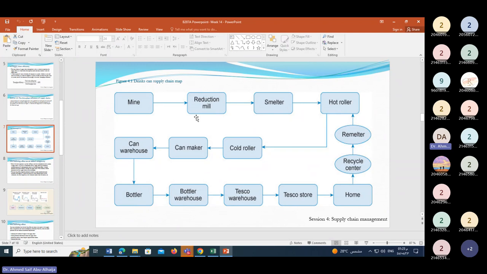Suppose the mining and reduction mill and the smelter were good. Then we have some delay here, so we'll have a problem. Or if we have the delay here, we will have a problem. If we do all the things right and we have a delay here, we will have a problem and maybe the customer will not have the product as he or she needs, at the right time, at the right place, at the right store. Hopefully you understand now, guys, supply chain management through this example. Is it clear?